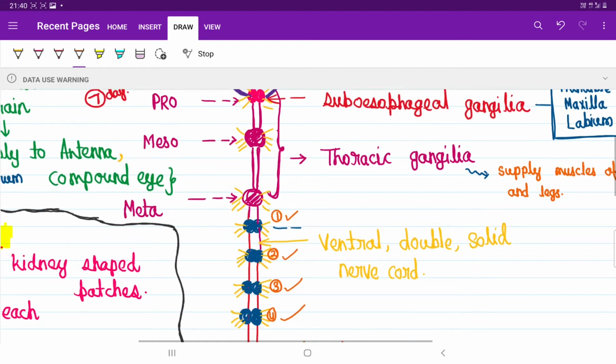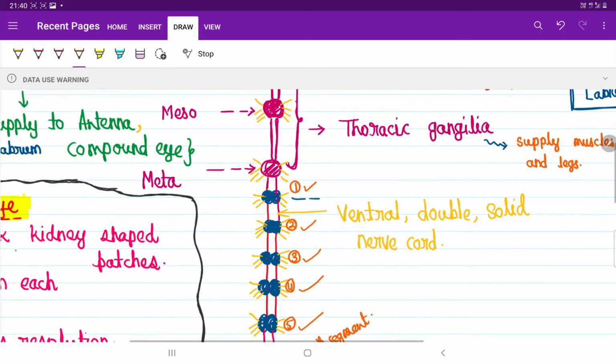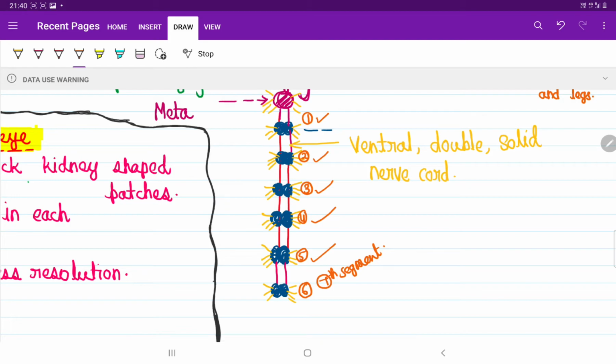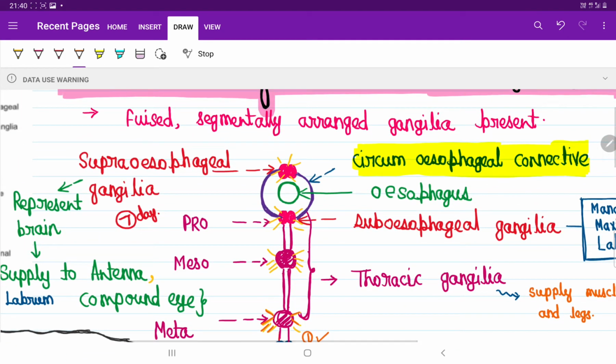So in total how many ganglia, students? One is the brain, the supraesophageal ganglia, and then 9 ganglia. So in the cockroach, 9 ganglia are present, and all the ganglia are connected by a double ventral solid nerve cord, and from these ganglia many lateral nerves also arise, right? So this is their neural system.